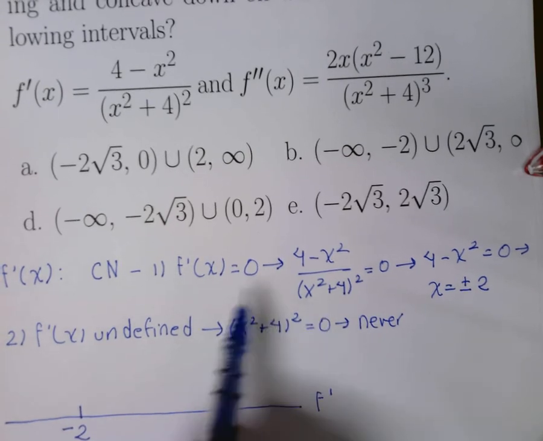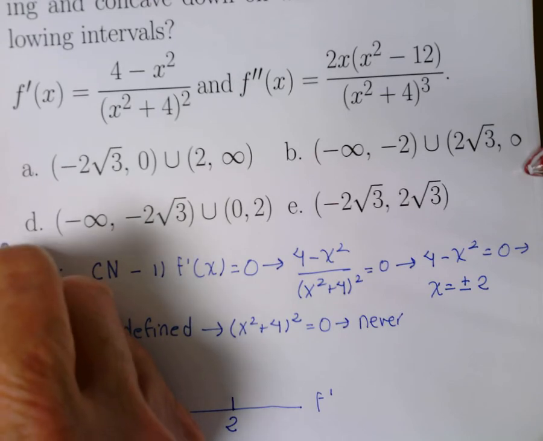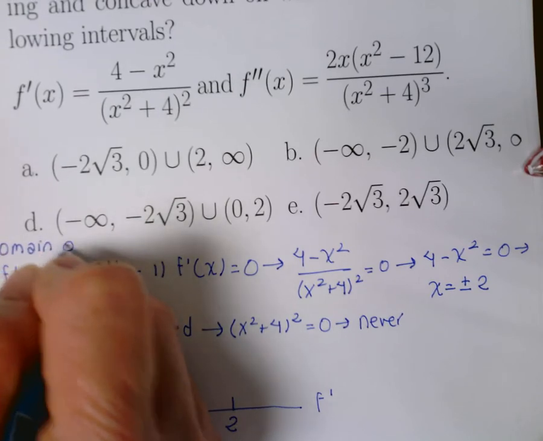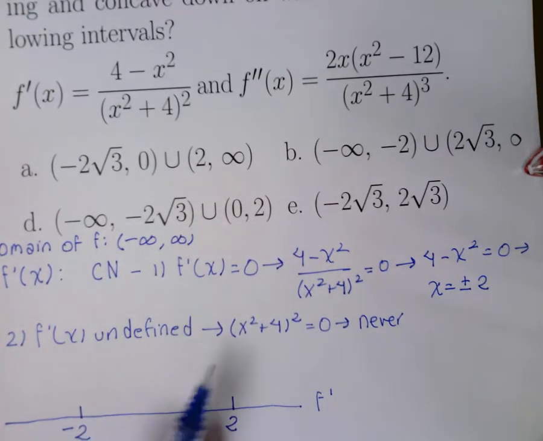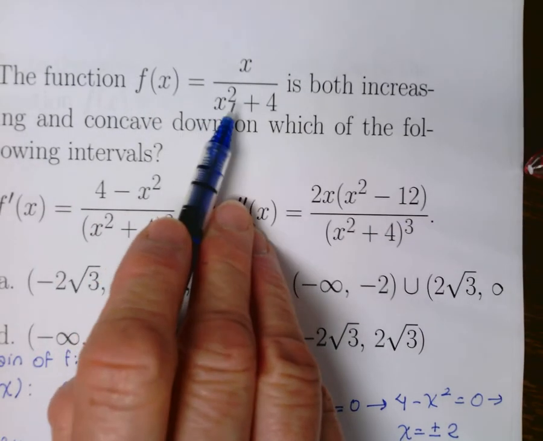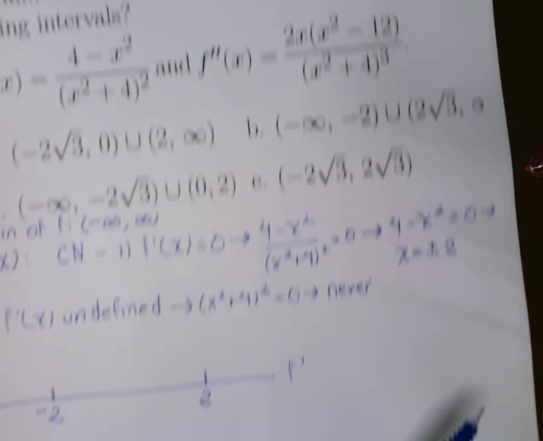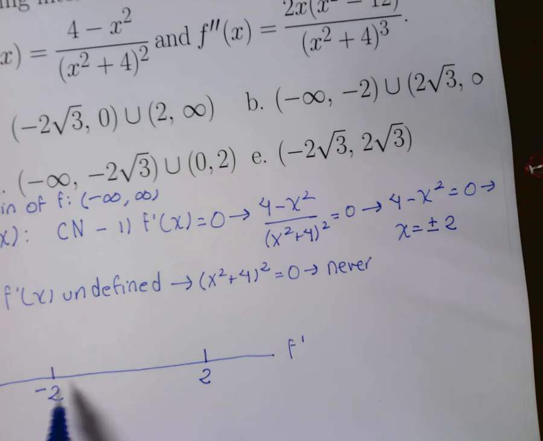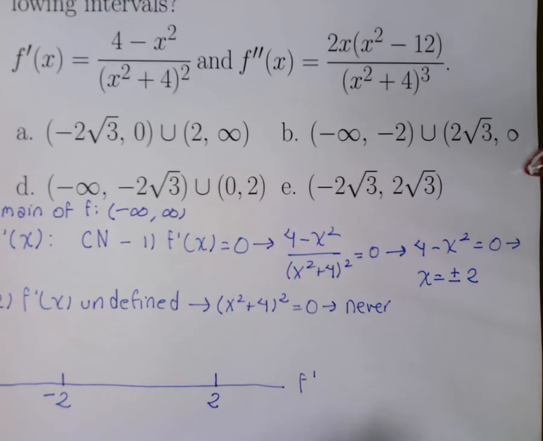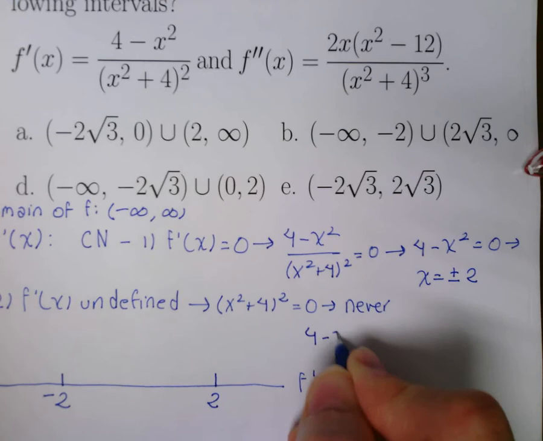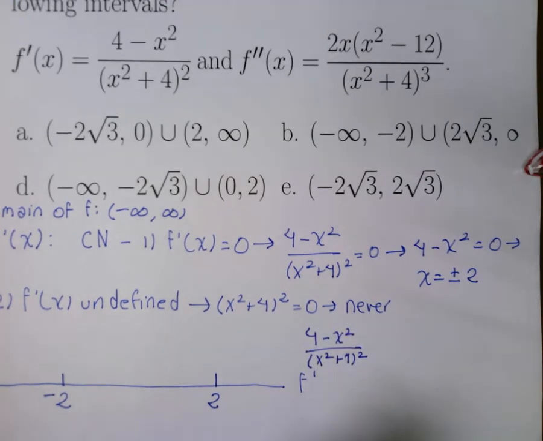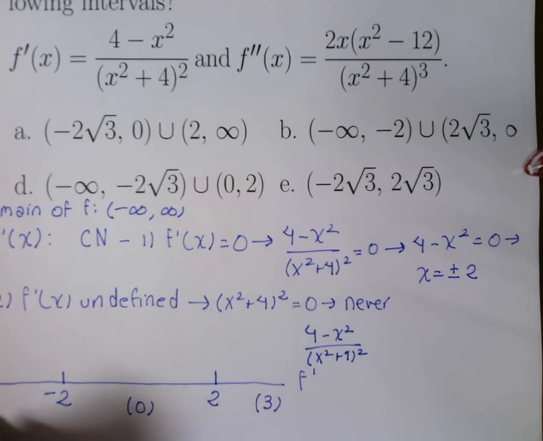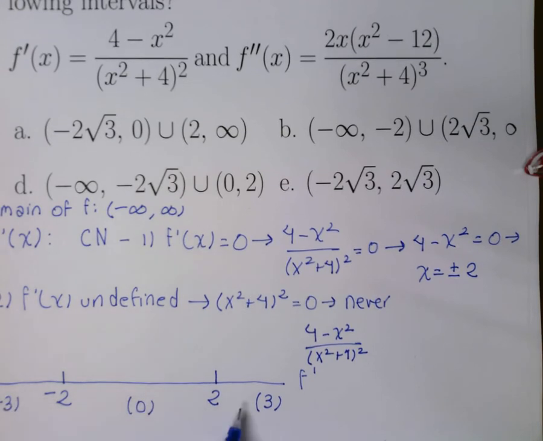And just as a reminder, I forgot to mention this earlier, the domain of my function is all real numbers, because the denominator of the original function is x squared plus 4. So it is always defined. And so the only values we have to consider are negative 2 and 2. F prime is 4 minus x squared over x squared plus 4 squared. And you put in your trial points in each of the intervals determined by those critical numbers.